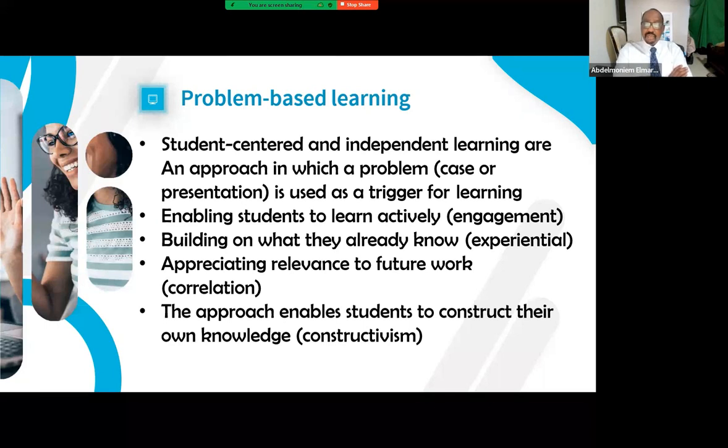And then this problem-based learning will allow them to appreciate the relevance to their future role or future work. A dual correlation, I mentioned it earlier. Now, this approach also enables the students to construct their own knowledge, which is constructivism. So, if you look at these terms or words in brackets, they are all new or innovative trends in education, and they are all stimulated by problem-based learning and student-centeredness. That means case or presentation based learning, we have engagement, we have experiential learning, we have correlation, we have constructivism. All of these are important trends in healthcare professions education.